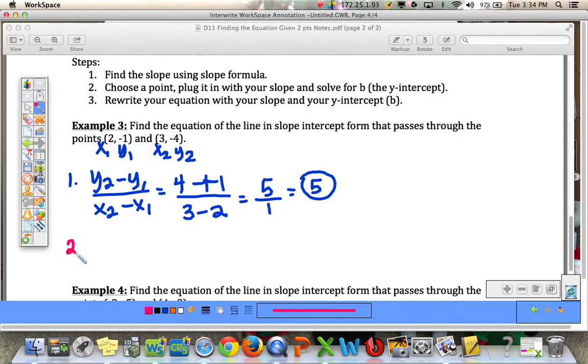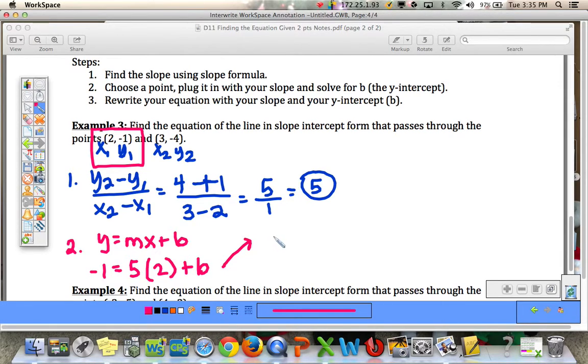Second step, choose one of the points. I'm just going to choose this point right here, and we're going to plug it in with our slope into y equals mx plus b, and we're going to solve for the y-intercept. So we have our point, x, y, let's plug in. Negative 1 equals, our slope is 5, our x value is 2, plus b. So again, we plugged in our slope for m, we plugged in x and y from our point right here, and now we're going to solve for b. So we have negative 1 equals 10 plus b, subtract 10 from each side, b equals negative 11.